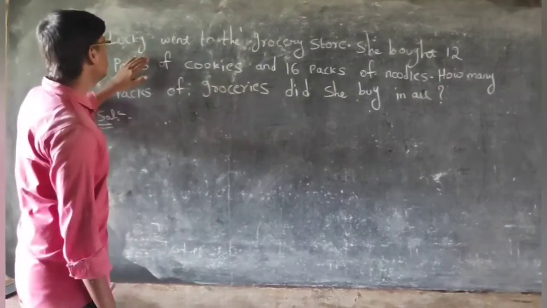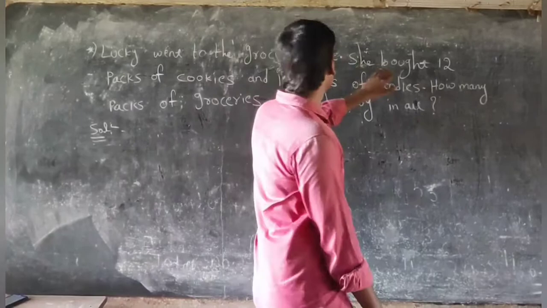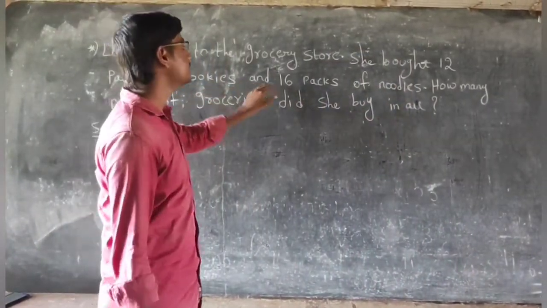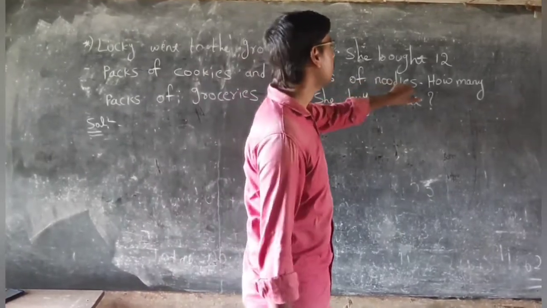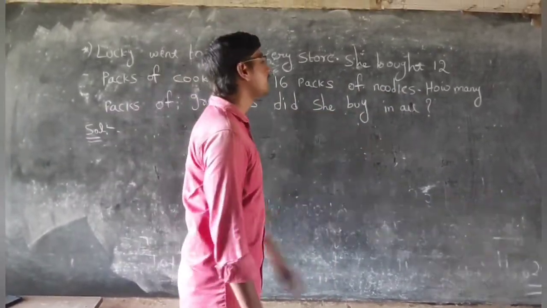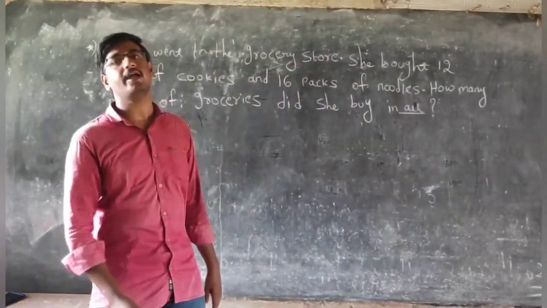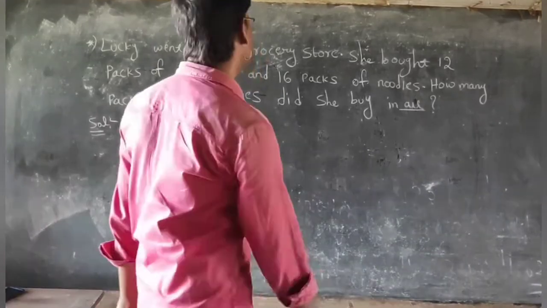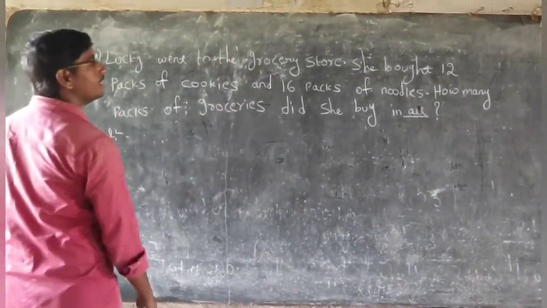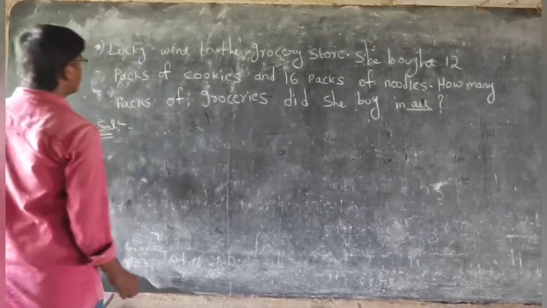Lucky went to the grocery store. She bought 12 packs of cookies and 16 packs of noodles. Okay, how many packs of groceries did she buy in all? Here, all is the keyword to do addition. Students, here are some keywords in the question. You have to recognize that. You have to identify the keywords and decide which mathematical operation to do.